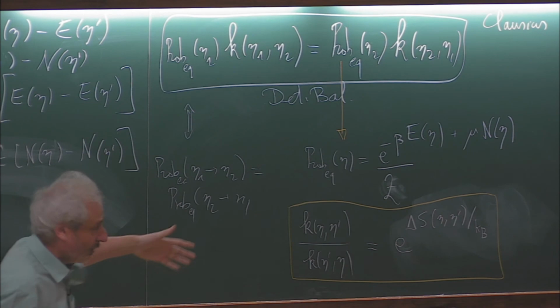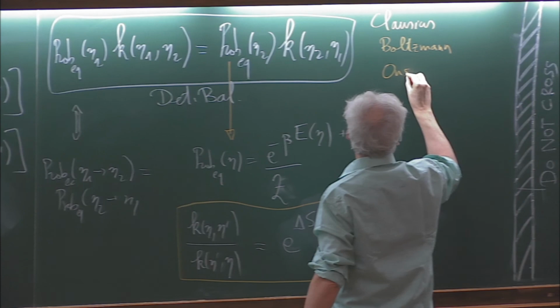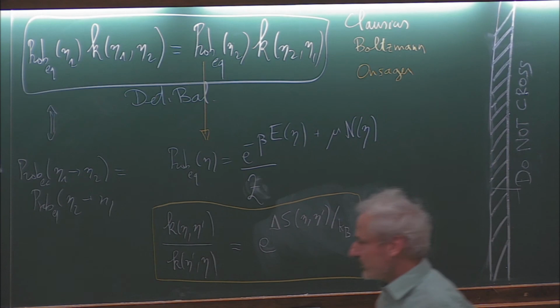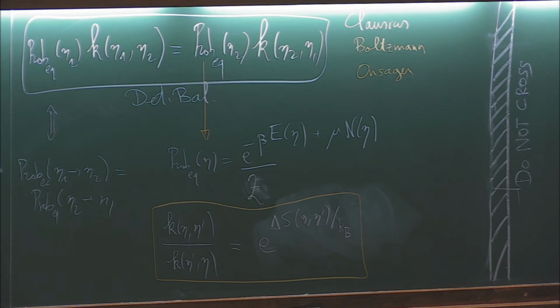Okay, maybe it's time to add here also some other names that I will speak about later. So Boltzmann I mentioned and Onsager. Okay. So for the moment, that is the setup about equilibrium. I didn't even say much about specific rates. I just say in equilibrium, if you have that, you will relax to the equilibrium distribution, etc.